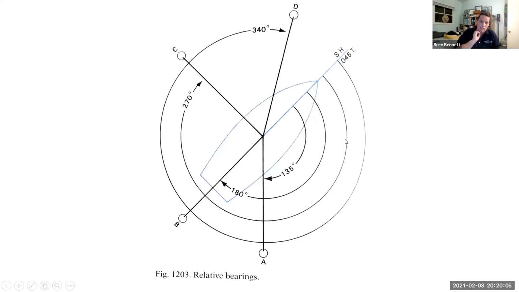So this is an example of it. We have our ship's heading here of 045. If we have something dead astern of us, it's 180 degrees relative. I guess these are all talking about relative things. If something's on our port beam, it's 270 degrees relative, et cetera, et cetera. So these are relative from our ship's heading.